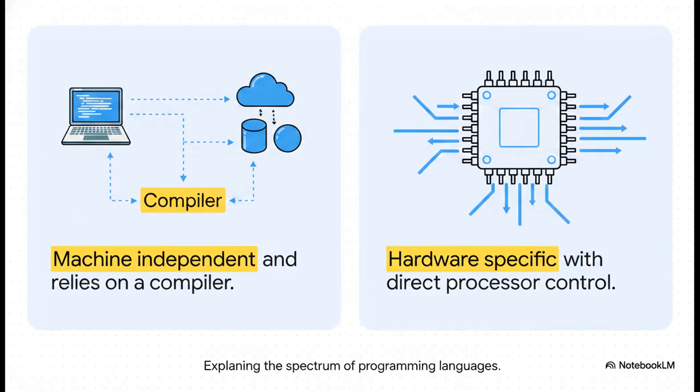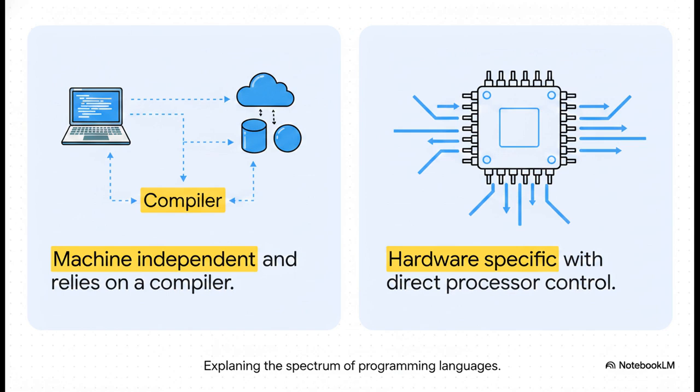So to bridge the barrier between human logic and machine execution, we use a pretty wide spectrum of programming languages. Because at the end of the day, computers definitely don't understand English, right? They only speak binary. Now, on the left side, you've got high-level languages like Java and C++. These are much closer to human speech, and they're machine-independent, which is great, but it means they rely on heavy compiler abstraction to translate what you want into something a computer can actually run.